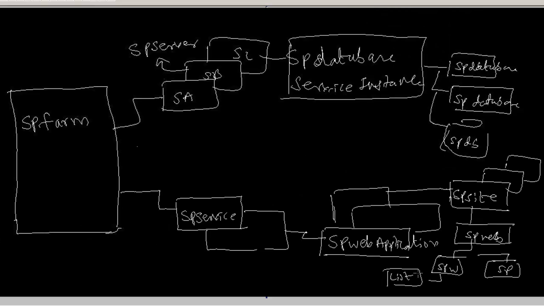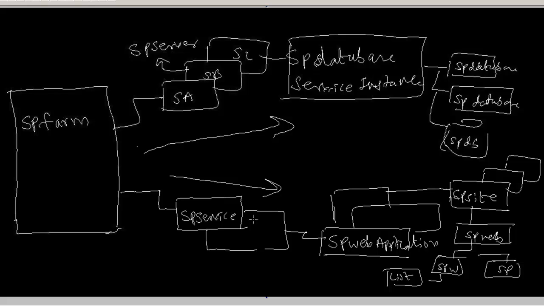If you look at the complete SharePoint object model, at the top we have SP farm. We have two branches which come out: one is the database branch, which has servers, and inside servers we have database service instances, and the other one is the services branch, where we have different services like IIS or any other Windows process.